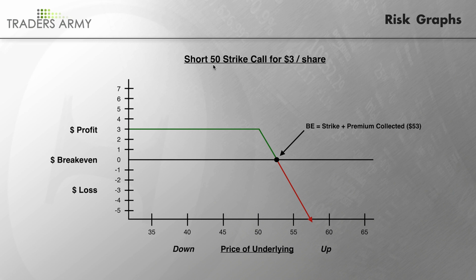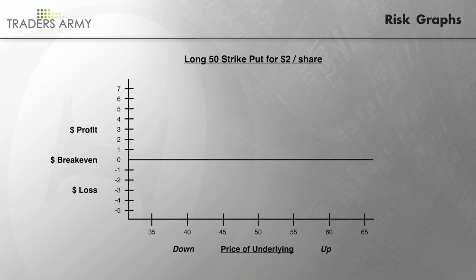Moving on to put options, the long 50 strike put. Let's say we pay $2 for this put option. We pay $2 for the puts. Okay, so a little bit different scenario, but we're still using the $50 strike price. So let's ask ourselves, do we have a max loss potential in this trade, or do we have a max profit potential? Well, since we're going long, we have a max loss position of $2 per share.